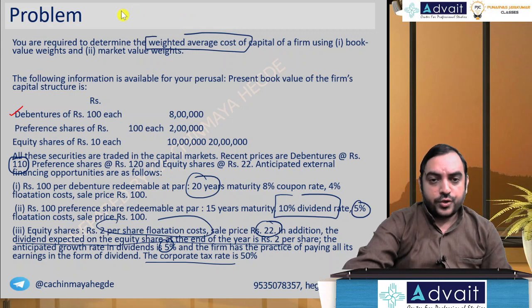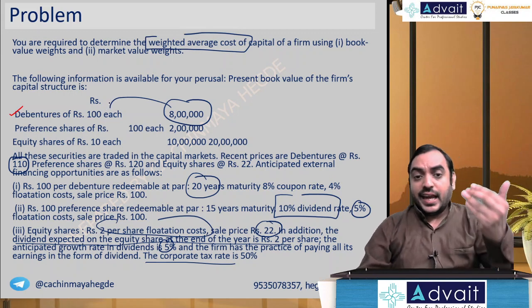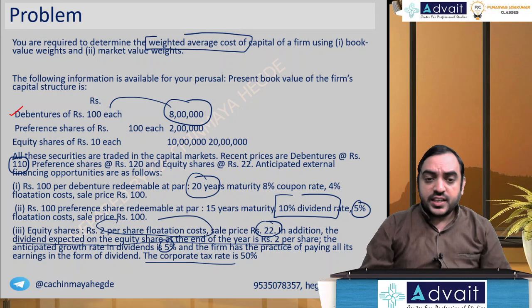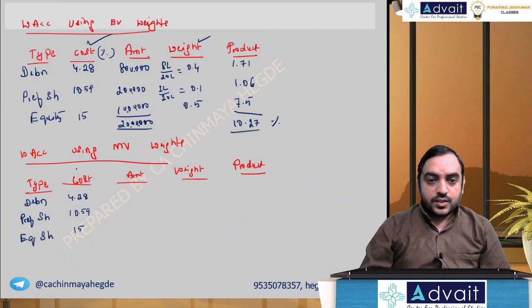So how are we going to calculate? 8 lakh is based on 100 rupees book value. 8 lakh divided by 100 will give you the number of debentures. Then you multiply it by the market price, which is 110. I think you get 8 lakh 80,000.